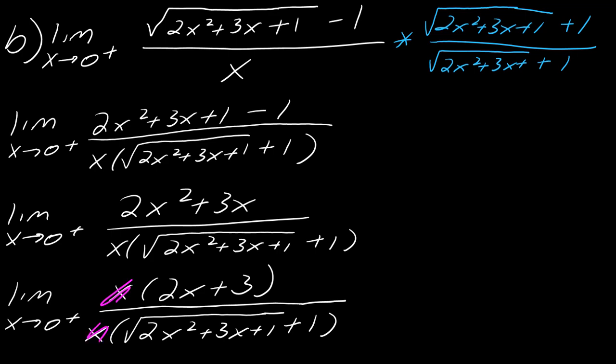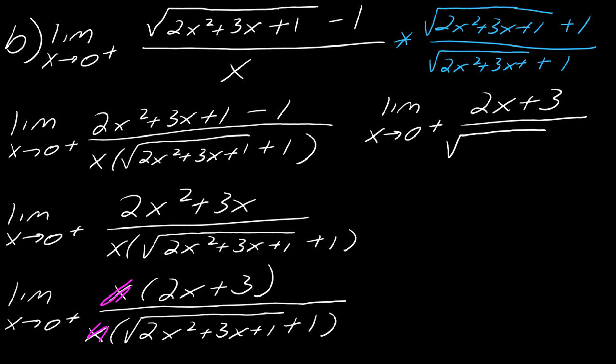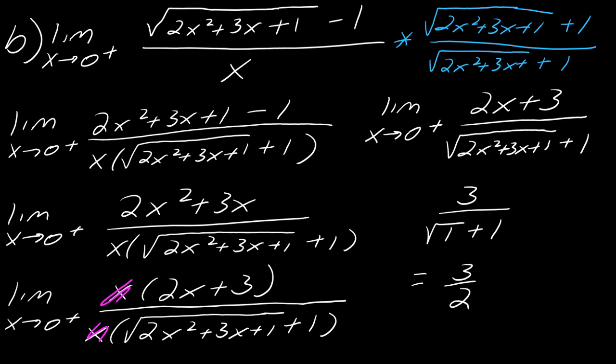So those x's drop out, and now this actually makes it so that I can plug in 0, which is the thing I was looking for. So I have the limit as x approaches 0 of 2x plus 3 over the square root of 2x squared plus 3x plus 1, all of that plus 1. So I'm fine now to just plug in 0. So this becomes 3 over the square root of 1 plus 1, so ultimately I get 3 over 2.